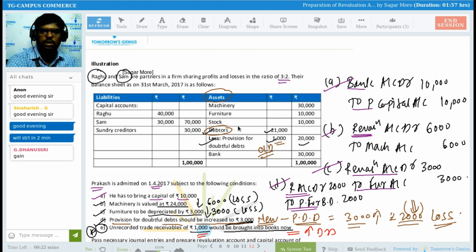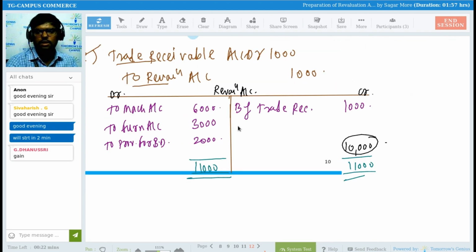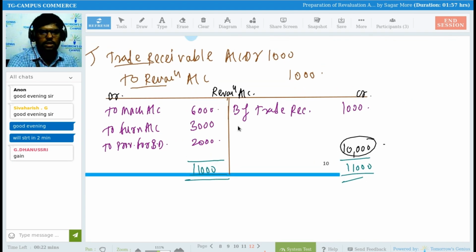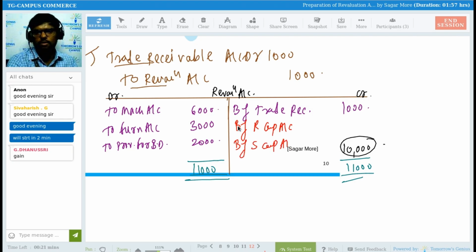Raghu and Sam in the ratio of 3:2. So I am writing here: by Raghu's capital account 6,000, and by Sam's capital account 4,000, total 10,000, right? So I am done with passing the journal entries and preparing the revaluation account as well.